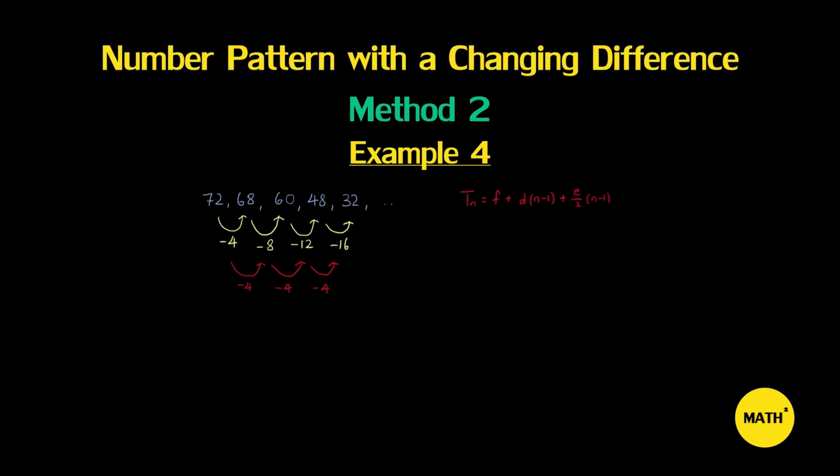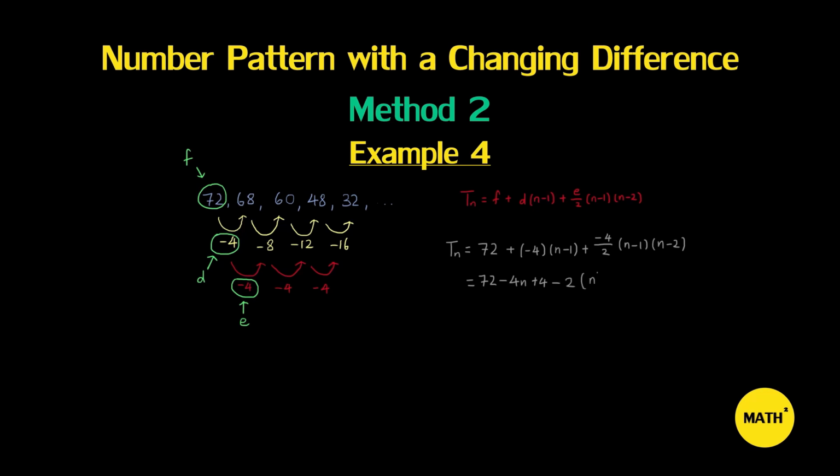In this number pattern, the first term is 72, which is our f. As for d, d represents the first difference, which is negative 4. Lastly, the difference of the differences between the terms is a constant, which is negative 4, and this is the value of e. After obtaining these constants, we can expand the expression and simplify it. We will eventually arrive at the same expression for the general term.